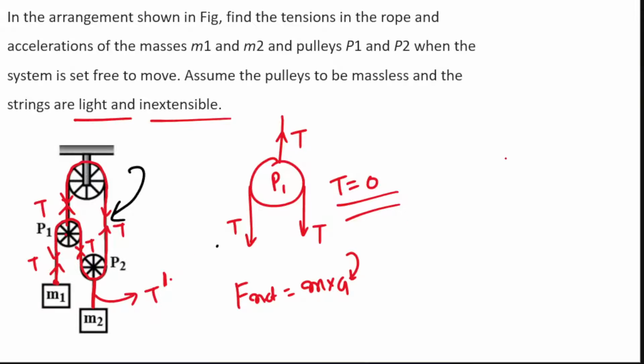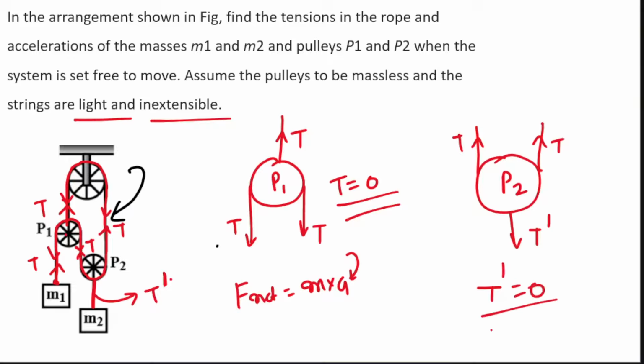Now let us talk about P2 similarly. P2 की अगर आप बात करो, it has tension T and T acting in the upward direction, 2T, and in the downward direction T dash. We know that T is 0. So upward force acting on it is 0, downward force will also be 0. So T dash also has to be equal to 0. ठीक है? So tension we have got.